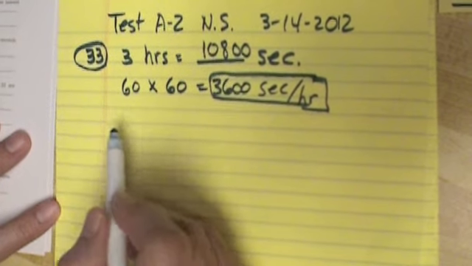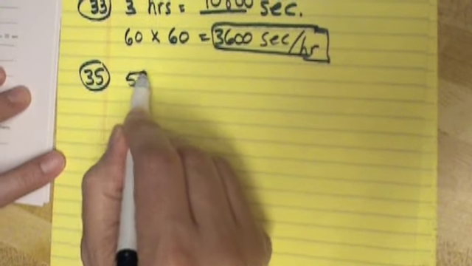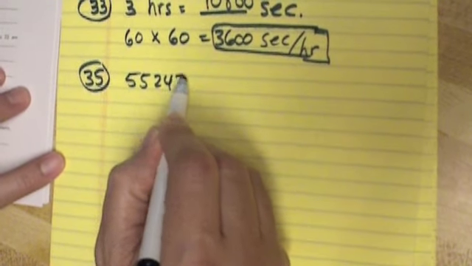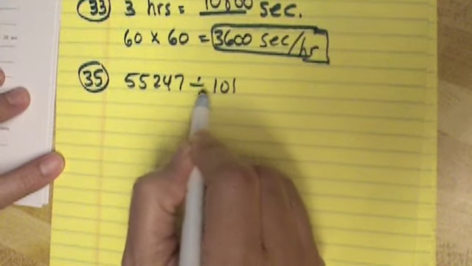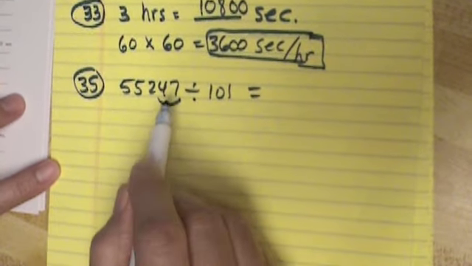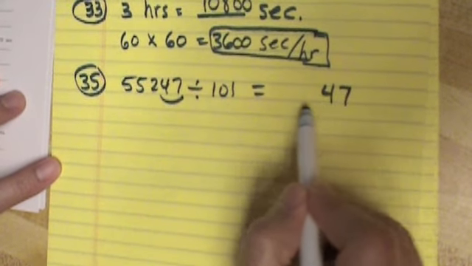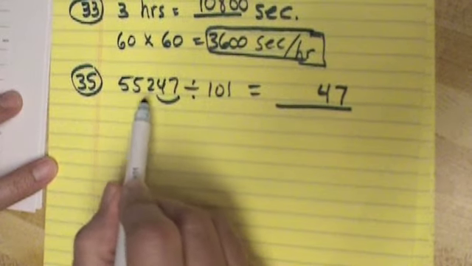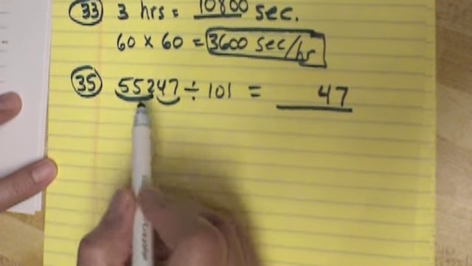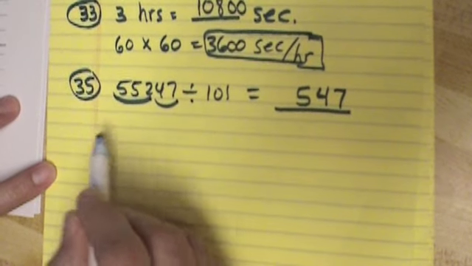The next question was number 35. Number 35 is asking 55,247 divided by 101, and the last two digits here will produce the answer, and that's going to be 47. And then 101 goes into 552 exactly 5 times, so the answer is 547.